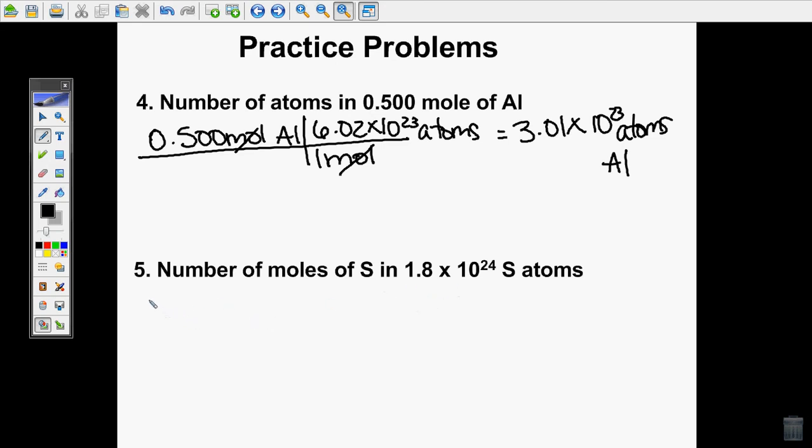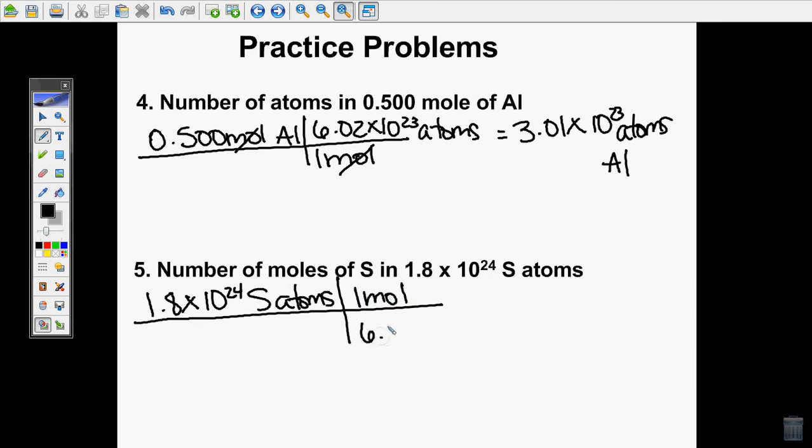Number of moles of sulfur in 1.8 times 10 to the 24 sulfur atoms. I start with my given, 1.8 times 10 to the 24 sulfur atoms. And I know that in 1 mole, there's 6.02 times 10 to the 23 atoms of anything. So I'm going to multiply across the top, divide by what I have on the bottom, and I get 2.99, which I'm going to round to 2 sig figs, so 3.0 moles sulfur.